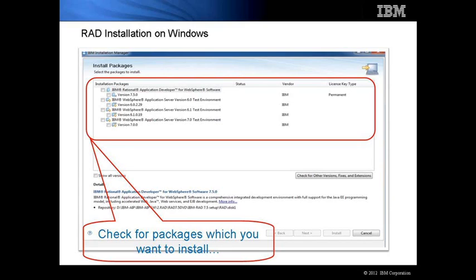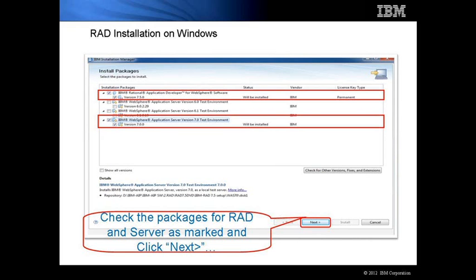After selecting this, an option becomes visible, that is Next. Once we click on Next, the next page is like this one. I selected 7.5 and 7.0 of WebSphere, 7.5 of RAD. Now Next is visible. I clicked on Next.